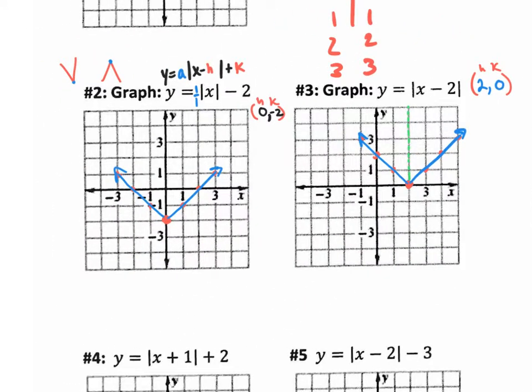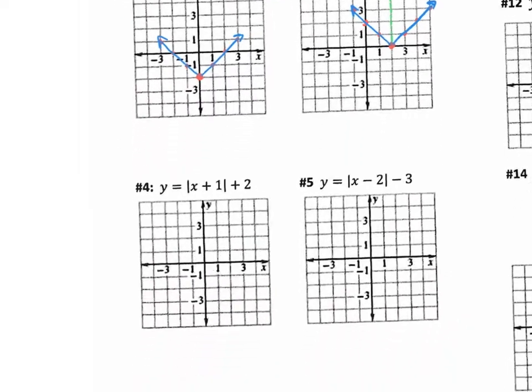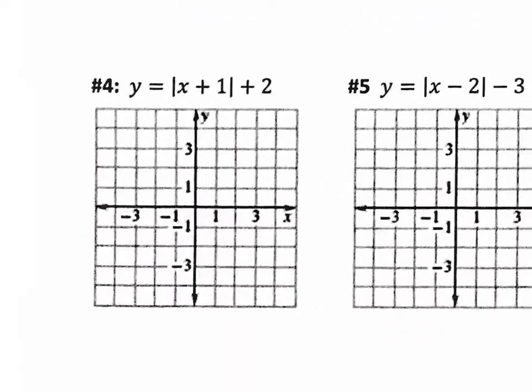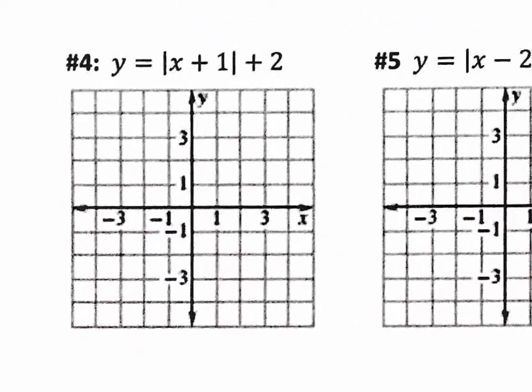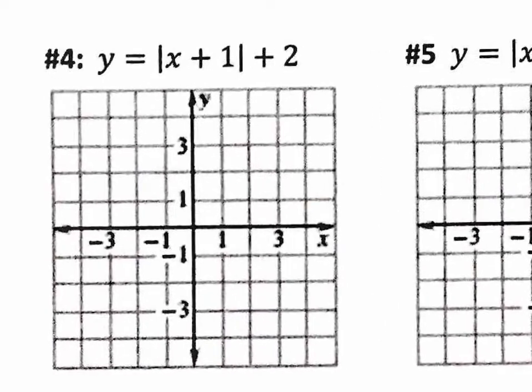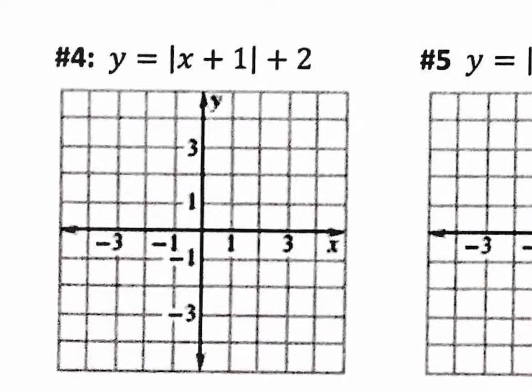Okay, so what I would like you guys to do right now, let me do one more and then I'll have you guys try it on the next one. Okay, so I'm going to graph this one. The A value is 1, right? The A value is the value that's outside in front of the absolute values. The H value, you have to think opposite of what you see right here. And the K value, you take it for what it is.